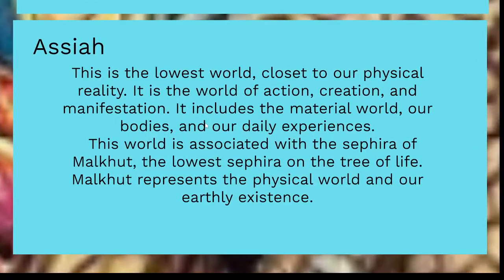And so, first we get into Assiah. This is the lowest world closest to our physical reality. It is the world of action, creation, and manifestation. It includes the material world, our bodies, and daily experiences. This world is associated with the Sephiroth of Malkuth, the lowest Sephiroth of the Tree of Life. Malkuth is represented by the physical world and our earthly existence.